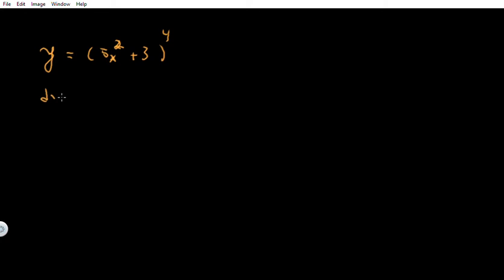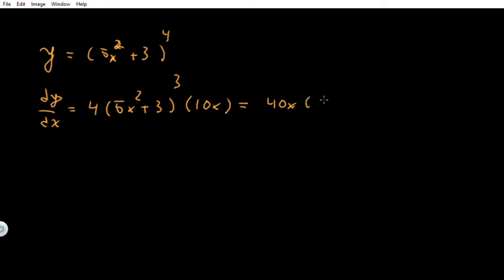All right, this one is relatively straightforward. dy/dx is equal to, bring down that 4 times 5x squared plus 3 to the third power, multiplied by the derivative of the inside, you would just get 10x. And this becomes 40x times 5x squared plus 3 quantity cubed. And this would be your derivative with respect to x.